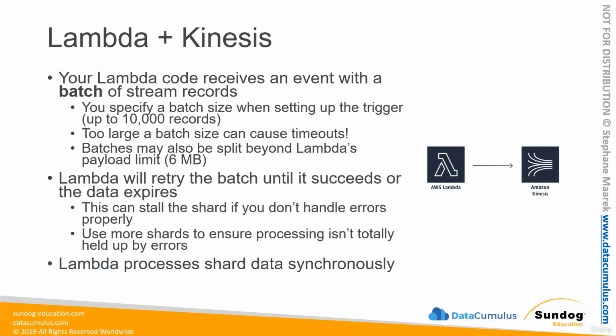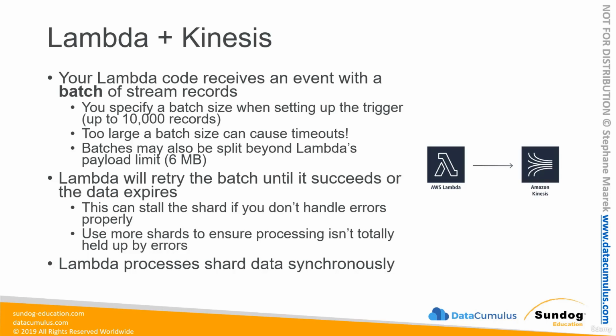Lambda can also be used with Kinesis, and we've kind of seen this before. So let's say you have Kinesis streaming data going on. Now your Lambda code will receive an event with a batch of stream records coming in. And you can specify the batch size when you do that, up to 10,000 records. Now this seems straightforward enough. Streaming data comes into Lambda, you could pipe it out into Amazon Kinesis, and further processing happens. But there's a lot of little gotchas that can happen along the way.